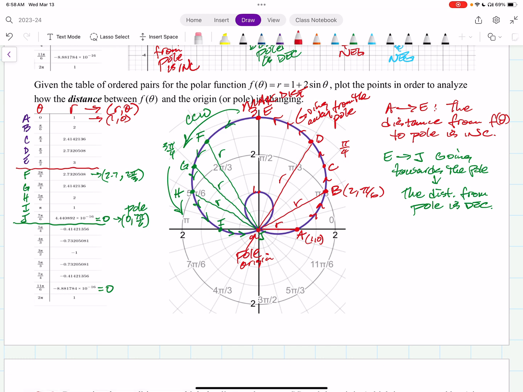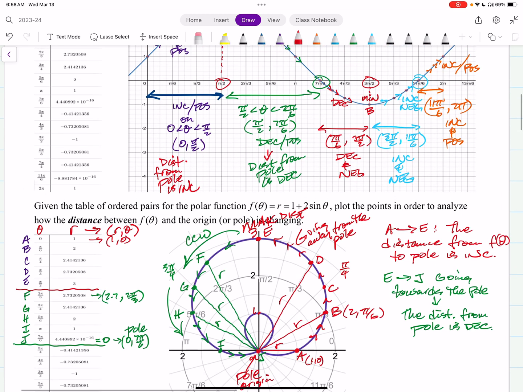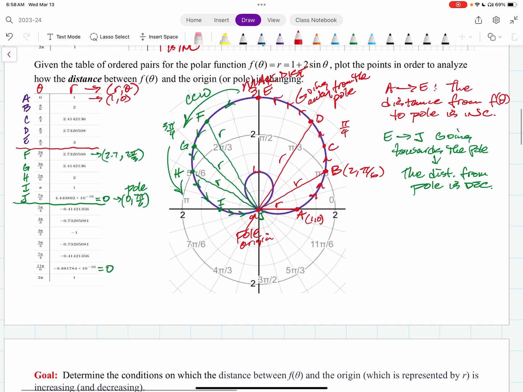Okay, so what was that again? 7 6 pi to 3 halves pi. Where's 3 halves pi? Okay, and here. Okay, so the next points are K, L, M. Okay, so where is this?